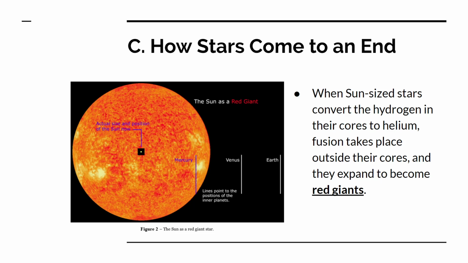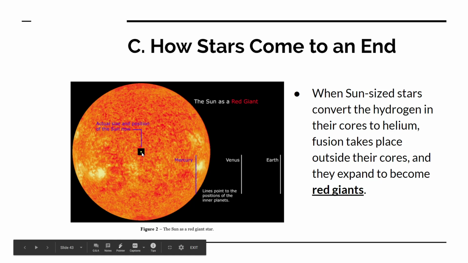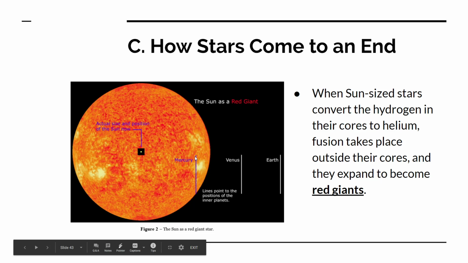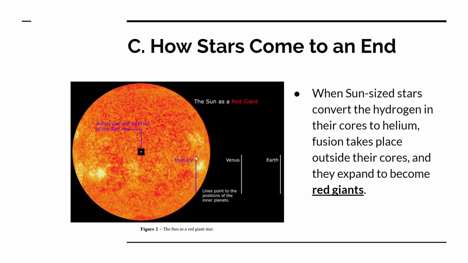Here's kind of what's going to happen to our star. When a sun-sized star converts the hydrogen in its core to helium, fusion takes place outside the core and it expands to become a red giant. So when our sun gets close to being dead, it's going to start using its secondary fuel. Because of that, the reactions go a little faster, it gets a little hotter, and the sun will expand to this size. Right now it's this big. When it becomes a red giant, it will be this big, meaning Mercury will be completely engulfed by the sun. And the Earth will be a lot closer to the sun.